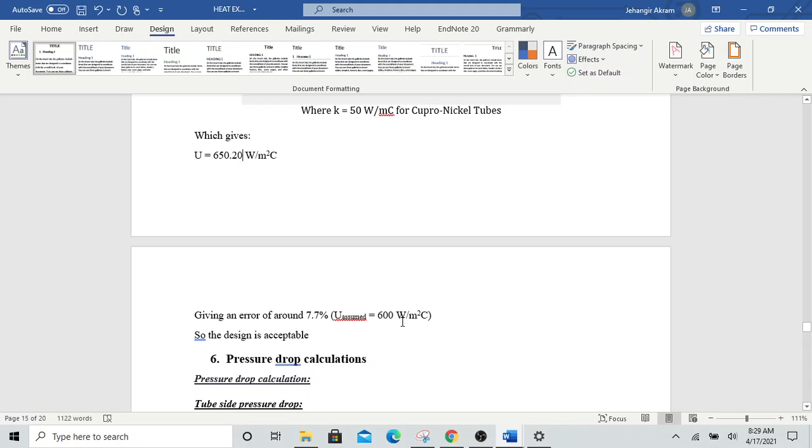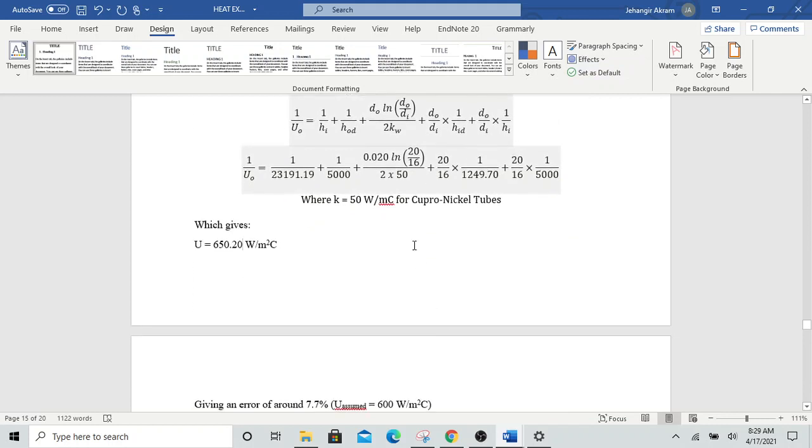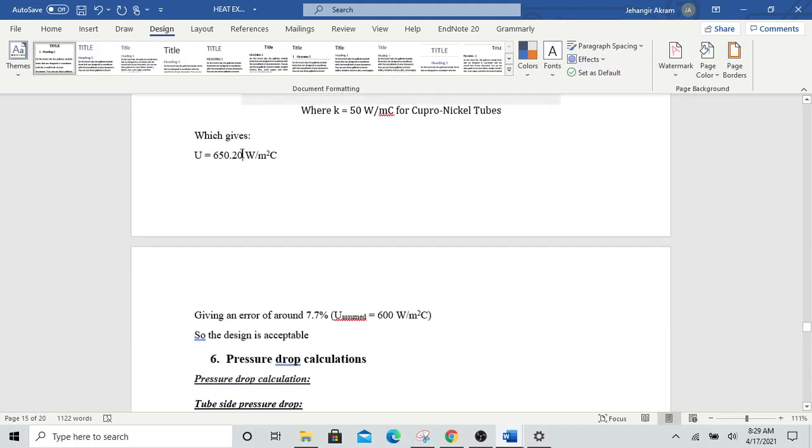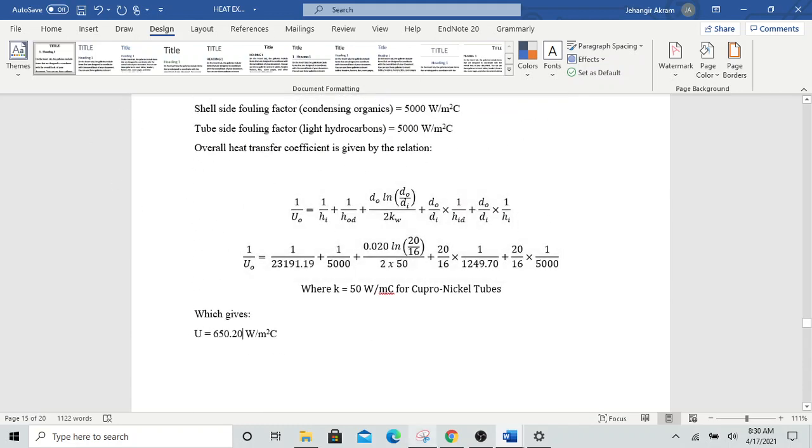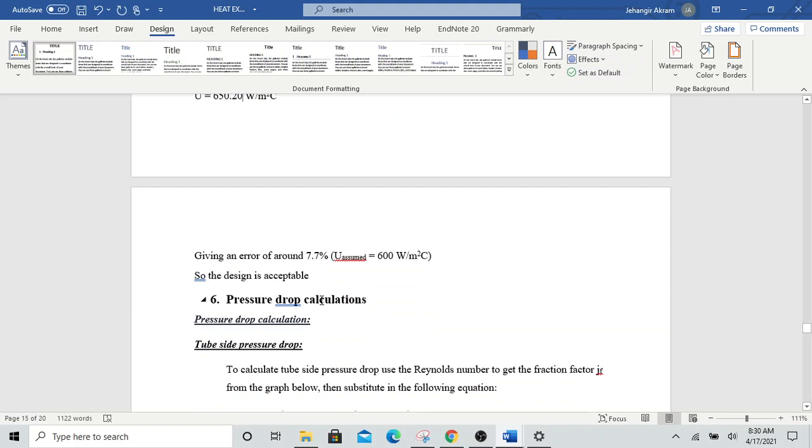So you saw we assumed an overall heat transfer coefficient of 600, and after doing all this procedure we rechecked our overall heat transfer coefficient by using this formula, which gave us 650, which is slightly above our assumed overall heat transfer coefficient, and so our design is acceptable. I think there is an allowance of 30% or something like that for the design to be acceptable. Okay, so our design is acceptable. All the things which we assumed to reach this point, our design is acceptable theoretically.